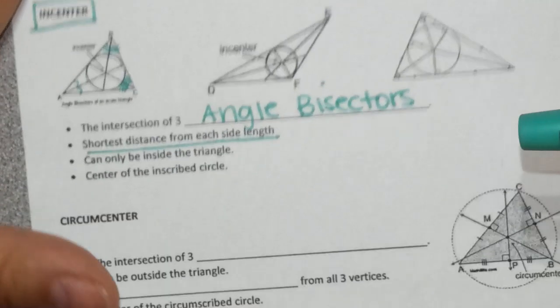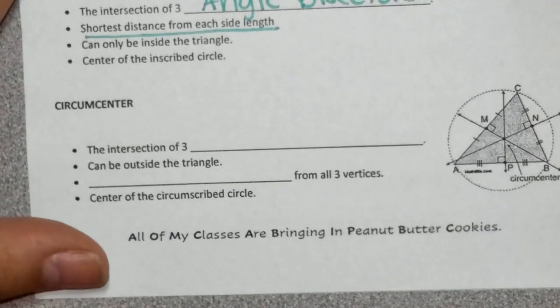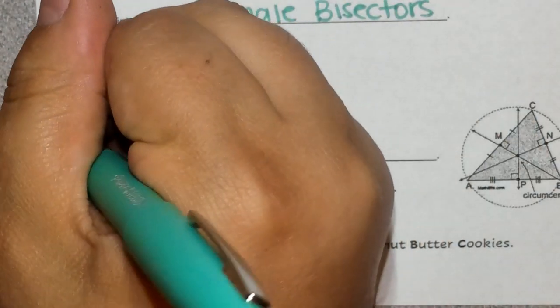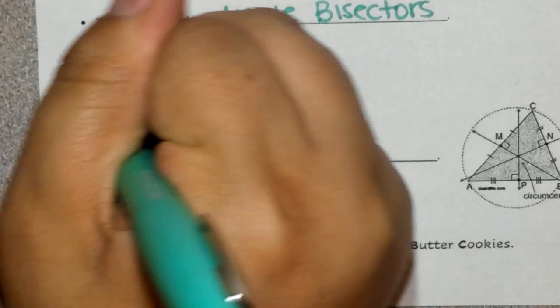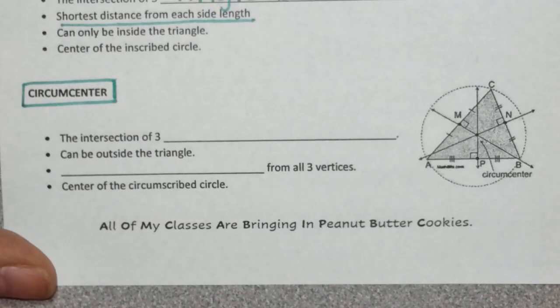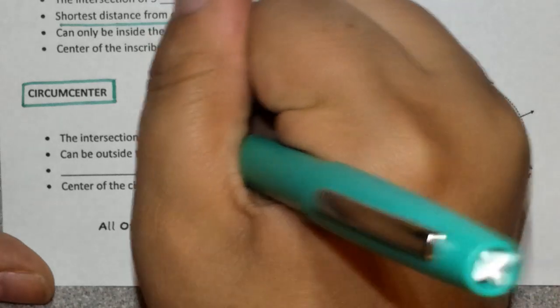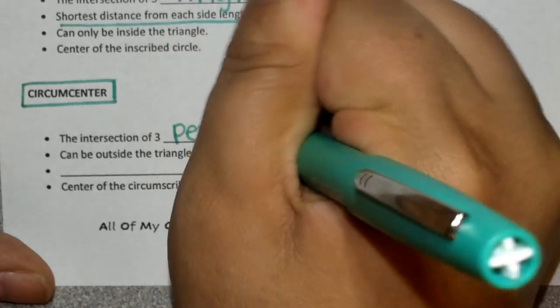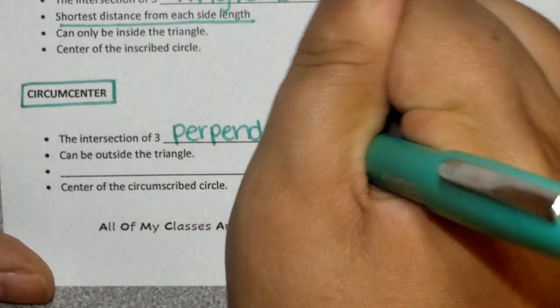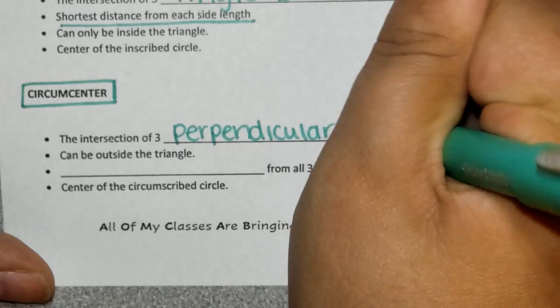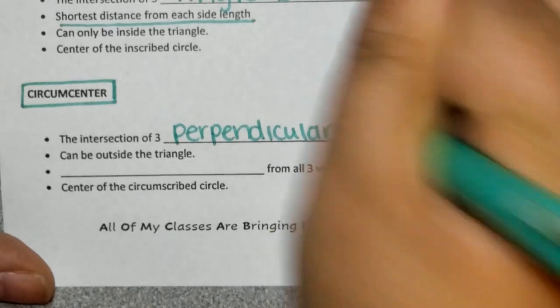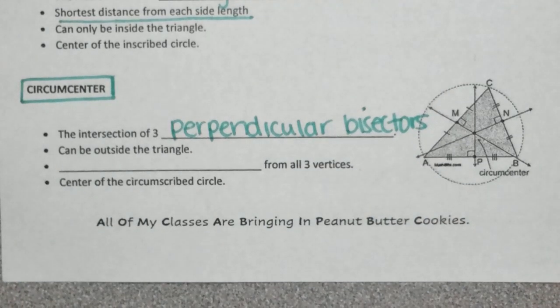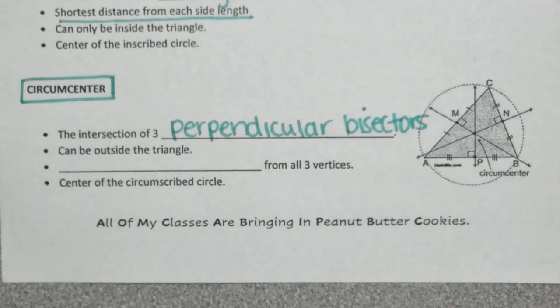Okay. Last but not least, can everybody say circumcenter? A circumcenter is the intersection of 3 what? Perpendicular bisectors. A circumcenter is the intersection of 3 perpendicular bisectors.